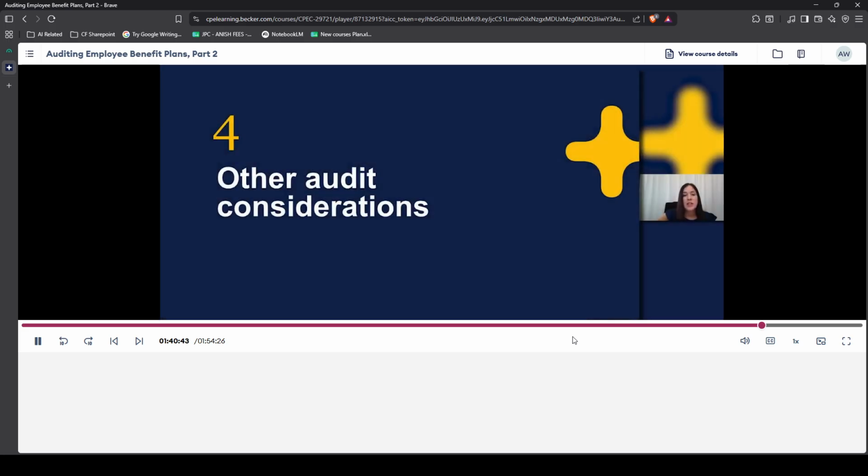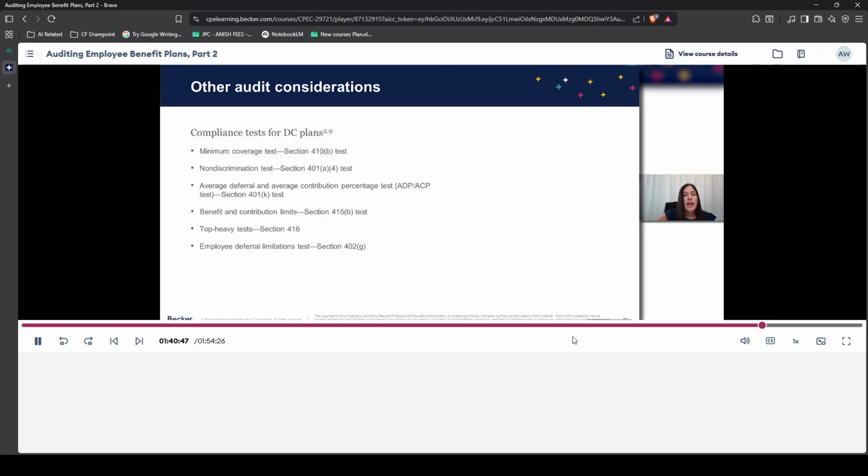So that brings us to our next section, related to other audit considerations. Some of these items we've mentioned briefly, but we're just going to touch on them once again. Qualified plans are subject to certain compliance tests in order to maintain their qualified status. These are some of the compliance tests applicable for defined contribution plans, which include minimum coverage testing, non-discrimination testing, the ADP and ACP tests, the benefit and contribution limits, top heavy, and then the deferral limitations test.